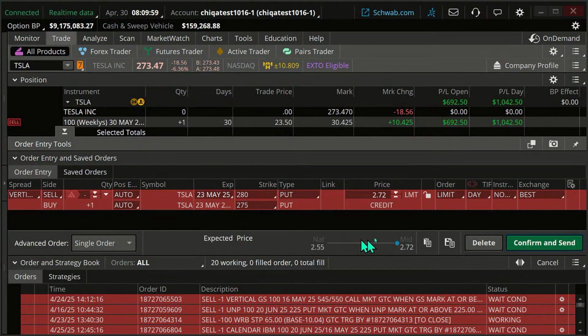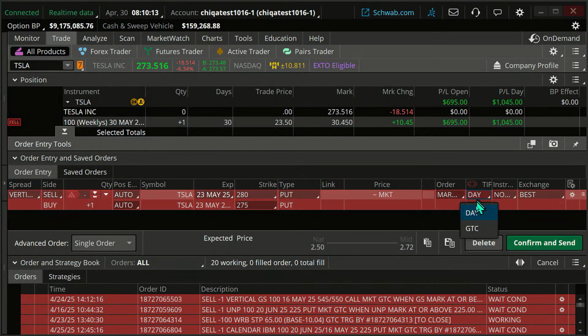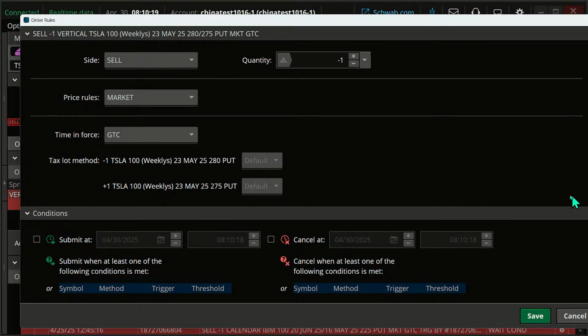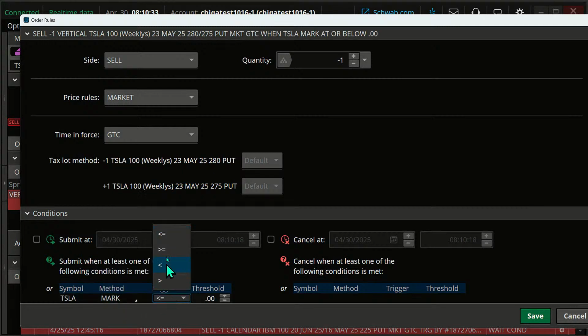So if we're going to do that as a sample trade, I'm going to say, I only want to get in this trade if the stock goes above 290. How am I going to do that? I'm going to just change this order to market. I'm going to make it a good till canceled order. I'm going to click on my gear right here, and it's going to bring up this screen. And I'm going to put in some rules, some conditions on that order. I'm going to click on symbol, Tesla, marks, greater than or equal to, and we said 290. Okay, 290. Now you could pick whatever level you want.